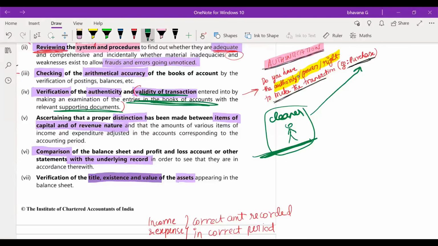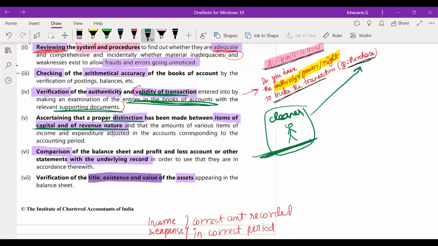You have to check whether the transaction they have made is valid or not. Next, the auditor has to see whether a proper distinction is made between capital and revenue nature items. I'm just giving you an example: if an item is of revenue nature, it will come in the P&L account. If it is of capital nature, it will come in your balance sheet. So the auditor has to check properly whether this distinction has been made.